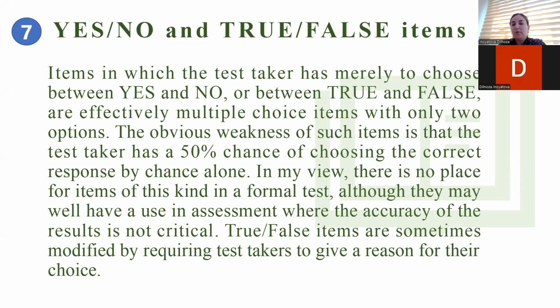They are effectively multiple choice items with only two options. You will have only two options, whether yes or no. Sometimes there is a third one, which is called not given, right? The obvious weakness of such items is that the test taker has a 50% chance of choosing the correct response by chance alone. In my view, there is no place for items of this kind in a formal test, although they may well have a use in assessment where the accuracy of the result is not critical. True-false items are sometimes modified by requiring test takers to give a reason for their choice.